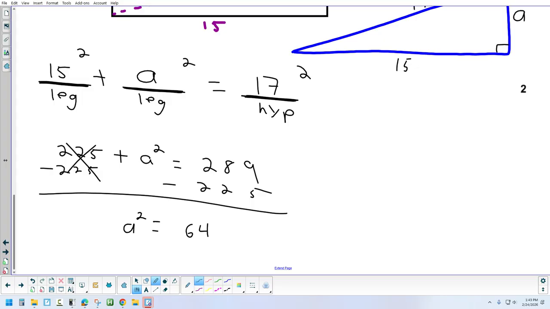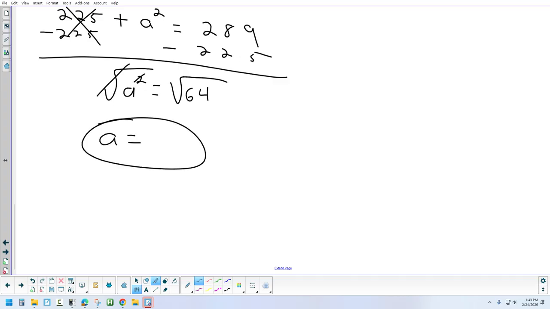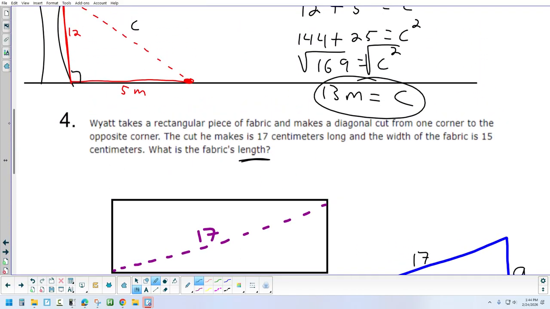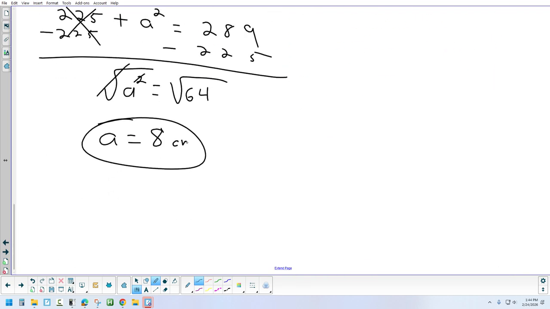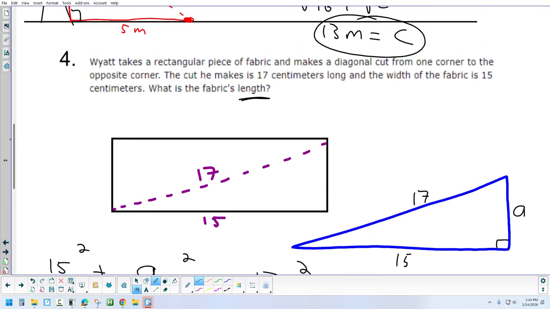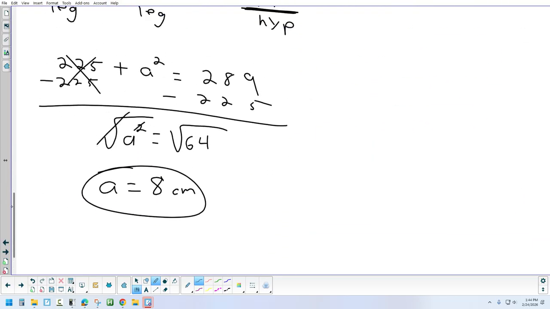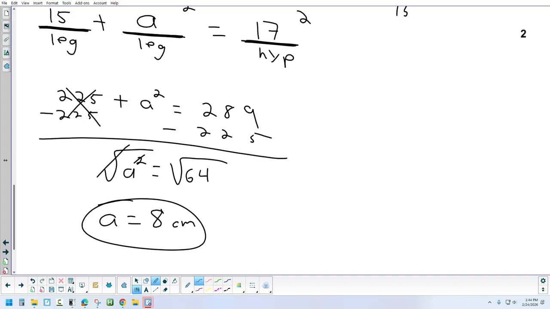And what's the last thing you got to do to get rid of that exponent of 2? Square root. Yep, take the square root. And does anybody know what number times itself is 64? Yep. 8. And that is 8. What should we put for a label? Centimeters. Yeah. So the length of the fabric is 8 centimeters. Perfect. My picture is definitely not to scale because I do the width differently than the length, but that is the correct answer, 8 centimeters.